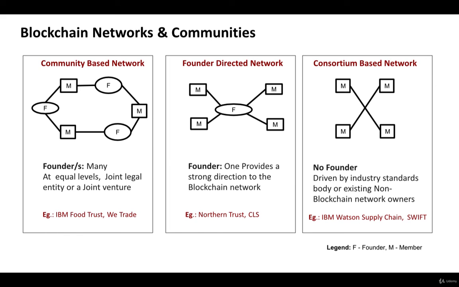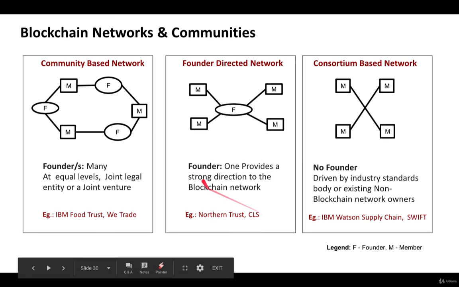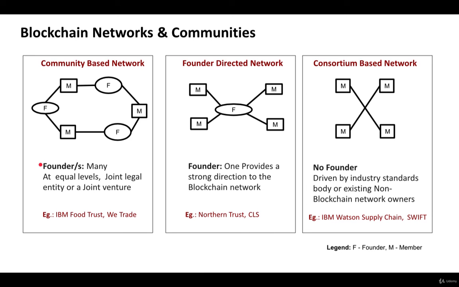So, as we know, blockchain is the in thing now, and blockchain networks can be categorized. The first case is a community based network, where you can have founders, maybe one or multiple, and the founders are at equal levels, so each of them can decide the strategies. It could be a joint legal entity or a joint venture, and all of them work together with the members, and all the members and the founders interact to ensure that the data is shared among the members. An example of such a community based network is the IBM Food Trust and We.Trade.